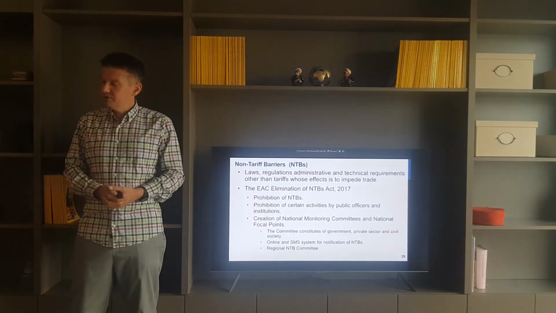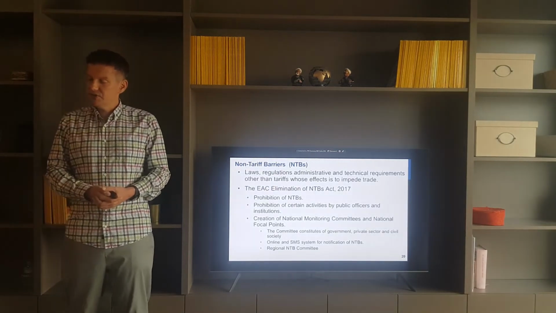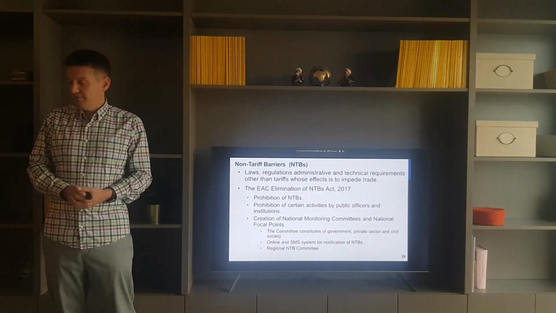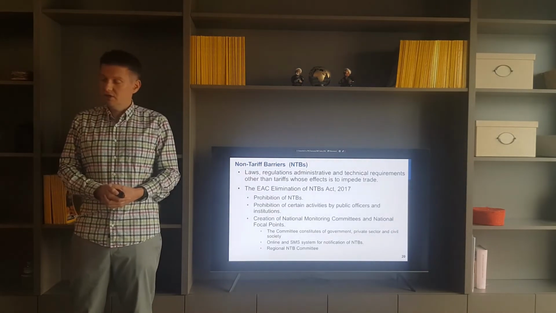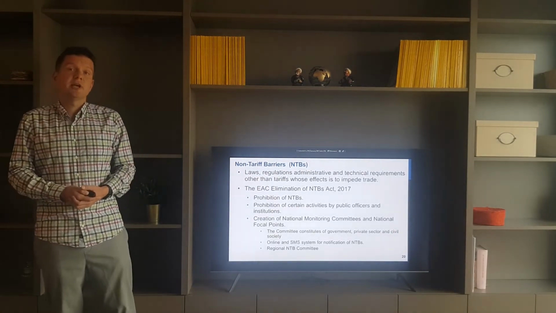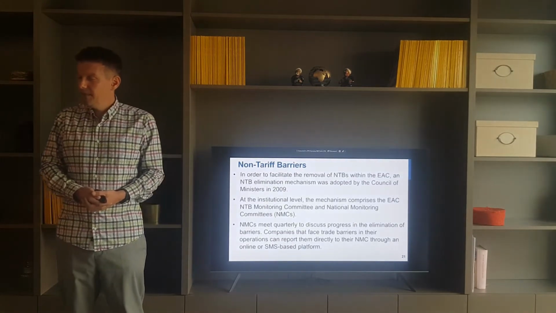The committees consist of government, private sector, and civil society. Furthermore, the East African Community now has an online and SMS system for notification of NTBs. And there is also a regional NTB committee.